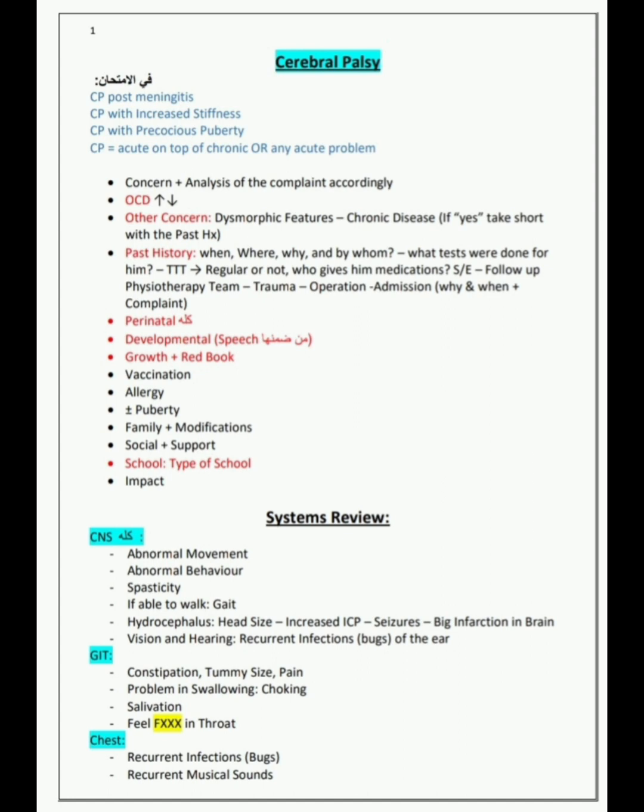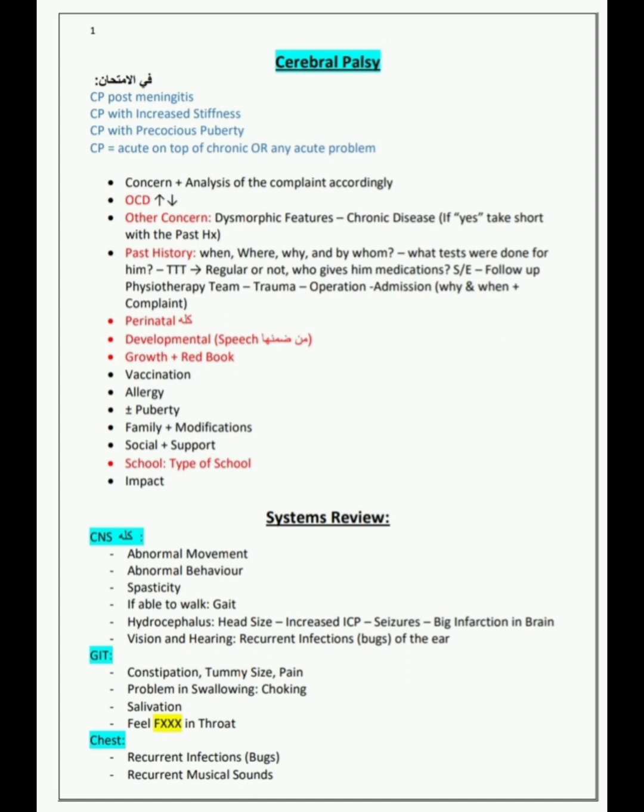Social history and support. Psychologically, how does the disease impact the family and the patient? Does his school nurse know or not? What support is he getting from the school, is he getting any social support or not, and how are they coping financially? All that we will ask. Schools: the type of school, whether he goes to a special school or not, and the impact; I already told that. Now we go for the systemic review.